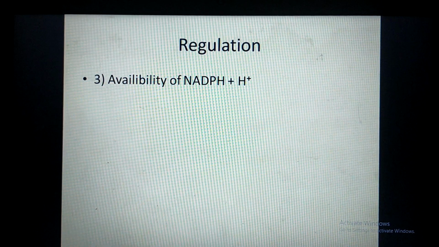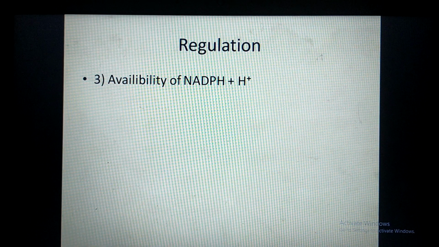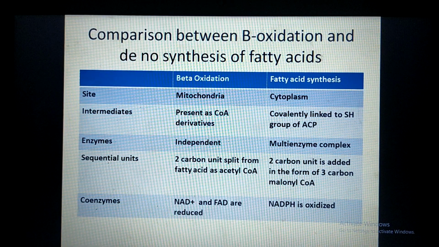The next factor which stimulates the pathway is the availability of NADPH, the reducing equivalent. At last we will see a comparison between beta oxidation and fatty acid synthesis. Beta oxidation occurs in mitochondria, fatty acid synthesis occurs in cytoplasm. In beta oxidation, the intermediates bind with coenzyme A, for example fatty acyl CoA, beta keto acyl CoA, beta hydroxy acyl CoA. So coenzyme A is there. In the fatty acid synthesis pathway, the intermediates combine with ACP, acyl carrier protein.